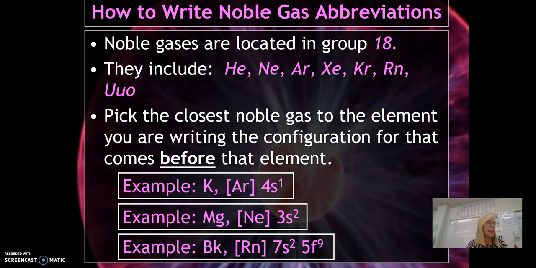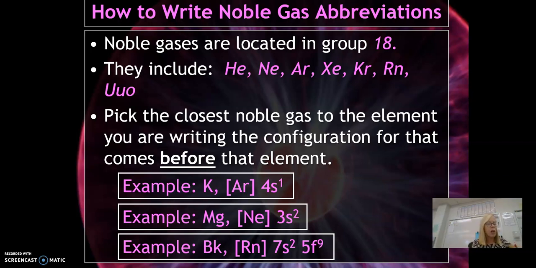Berkelium. Okay, berkelium is way down there at 97, and 97, we have to remember, goes in that bottom row of the periodic table, and so the noble gas that comes before it is radon, and then we have 7s2, and then 5f9. So radon, 7s2, 5f9, which is a whole lot better than writing 1s2, 2s2, 3, the whole way up to 5f9. So the noble gas abbreviations.